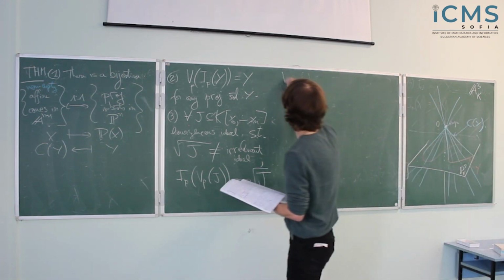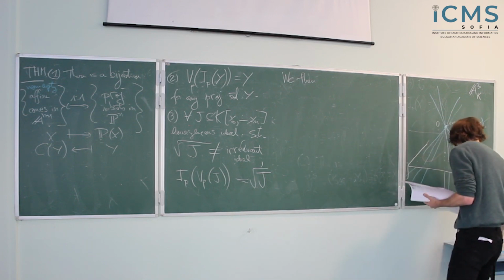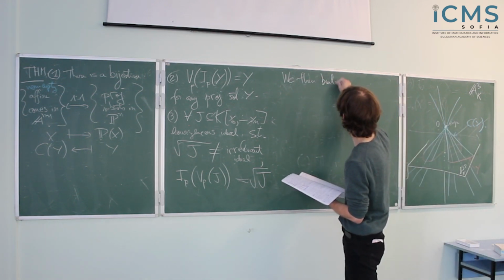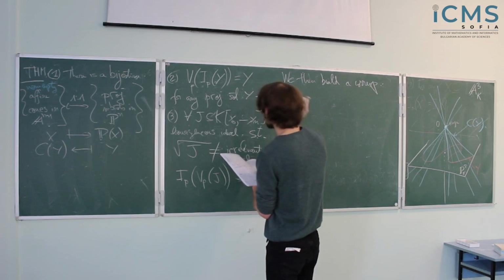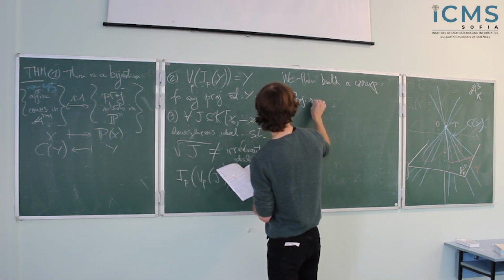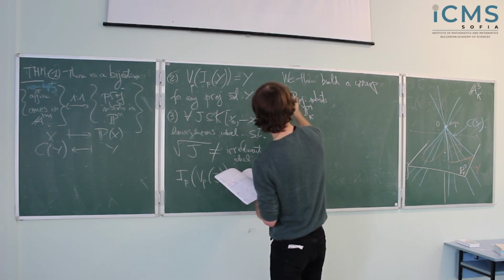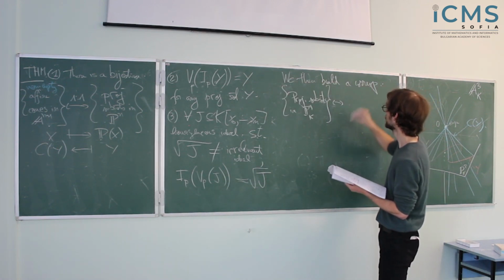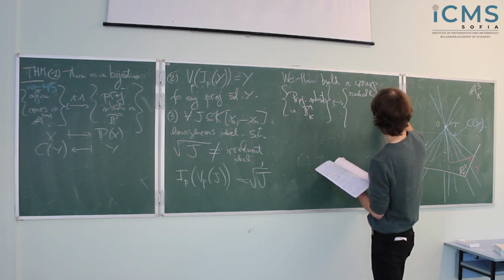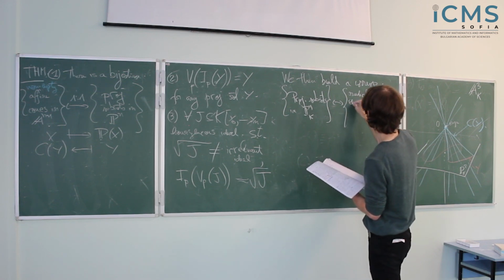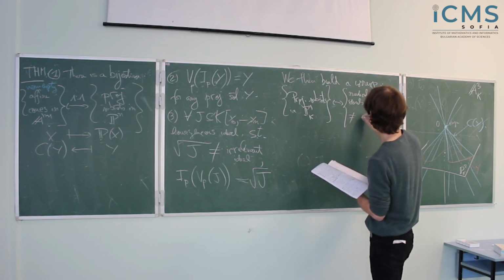So, we then build the correspondence, which is between projective subsets of P^n_K on one side, and on the other side, radical homogeneous ideals in K[x_0,...,x_n], different from the irrelevant one.